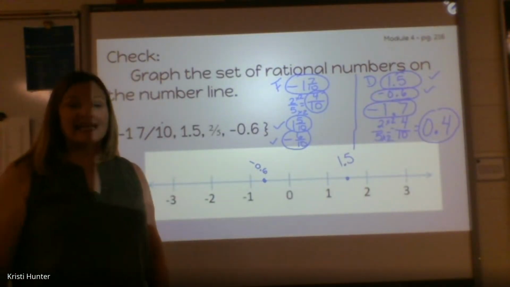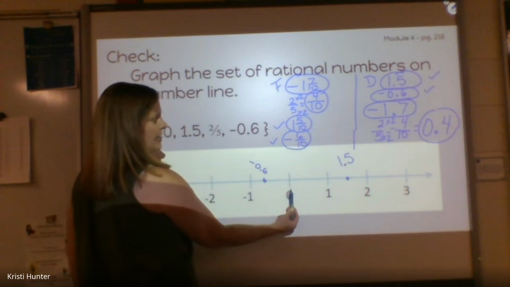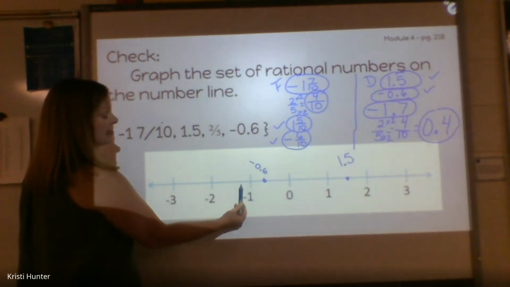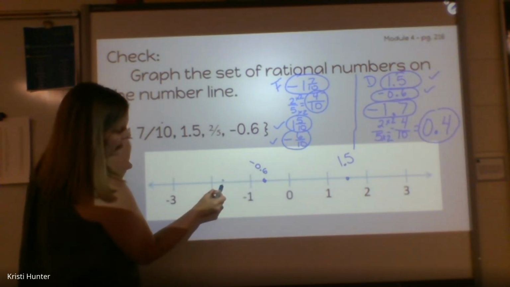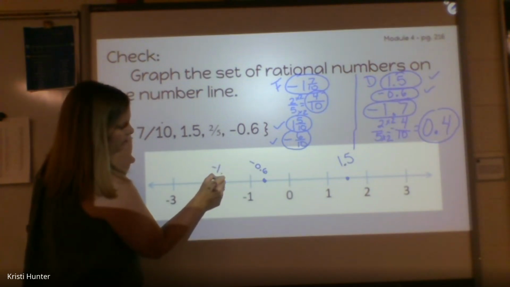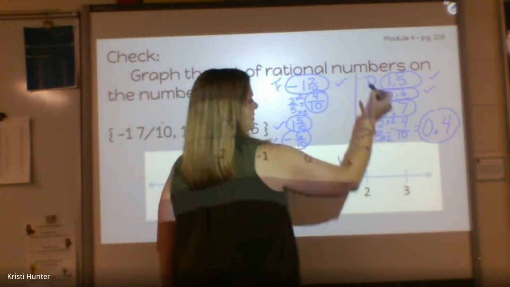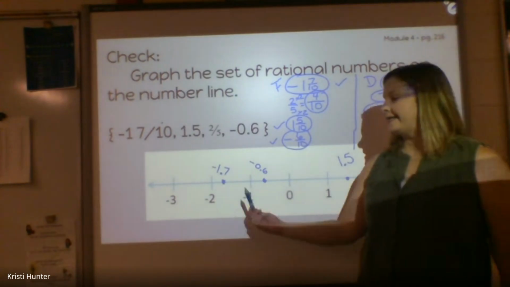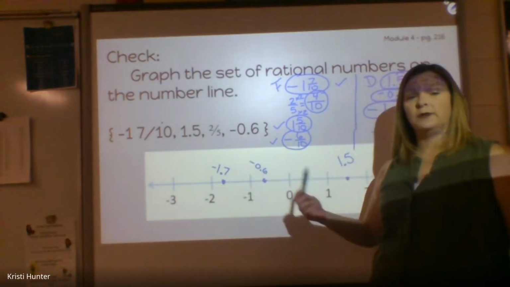The next one is negative 1 7/10. So here I am at 0, negative 1 7/10. That means I'm not all the way to -2 yet, but I'm more than halfway. So I'm going to put it about there, negative 1.7 or negative 1 7/10. So I have that one on the line. Again, check and see, do you have your point on the line and is your number labeled?